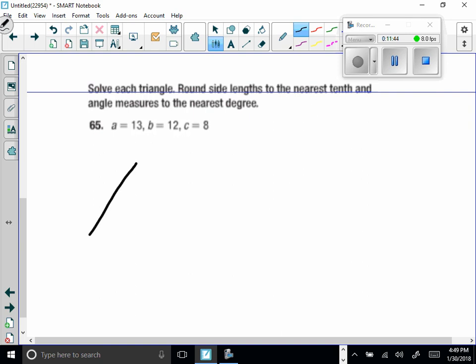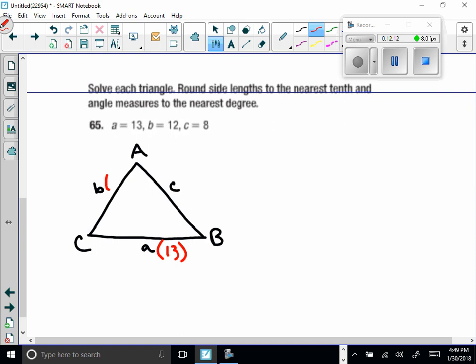I'm going to start out with just drawing a triangle and filling in what I know. It does not have to be drawn to scale by any means. It just gives me an idea of the relationship of the sides to the angles. So I'm going to call this angle A, angle B, and angle C. Side A would be opposite angle A, side B would be opposite angle B, side C is opposite angle C, and then what those associated measures are. So A was 13, B is 12, and C is 8.